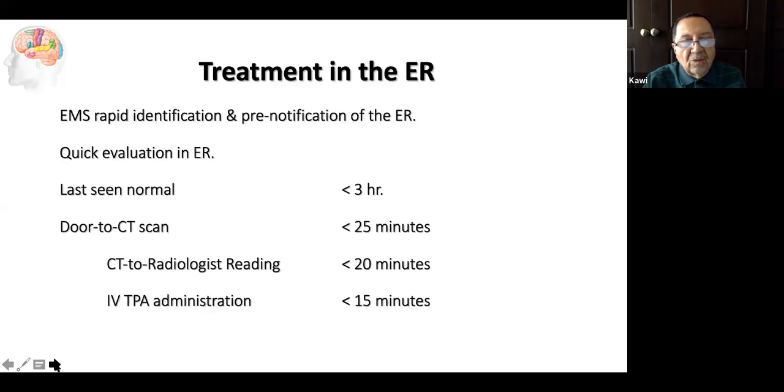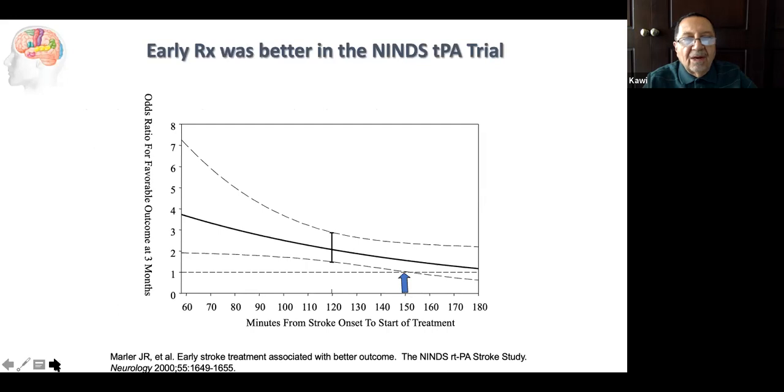And once we read the report and see that there is not much damage to the brain, usually we do either CT or CT angio associated with it to know where the occlusion is. Then we give IV TPA within less than 15 minutes. It shouldn't be more than 1 hour.